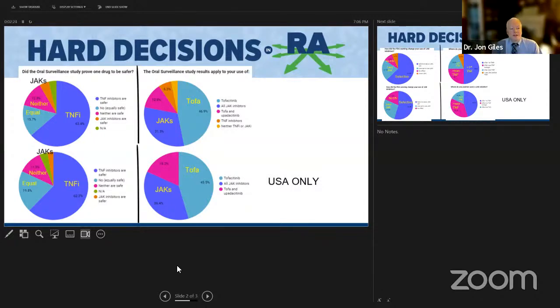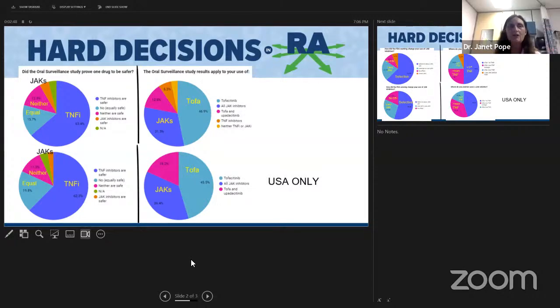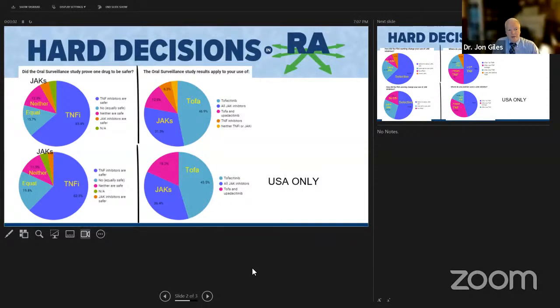Well, I think we don't have the insight of how this dynamically changed after oral surveillance. It'd be nice to know before oral surveillance, which one did you think was safer? And now how did that change with the results? We might have seen the same breakdown even before oral surveillance came out. So I think it's a little unclear how much changed after oral surveillance. Okay. And do you think oral surveillance proved one drug to be safer? Do you think 2/3 is about the right answer, or that it's a little bit less or more than you thought? I think it's about where I would have thought it would come out.